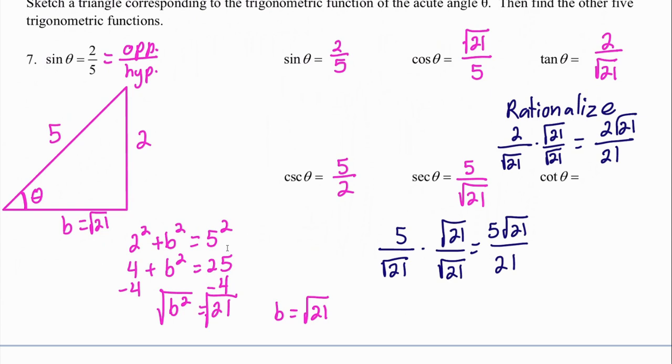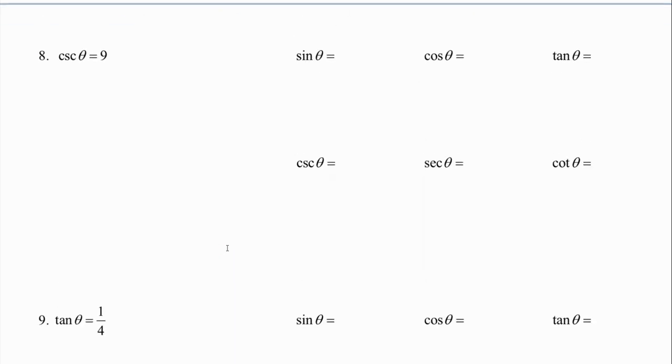And then we would do cotangent, which is the reciprocal of tangent. So this one is going to be the square root of 21 over 2. And then we found all of our trig. And we can move on to the next problem.